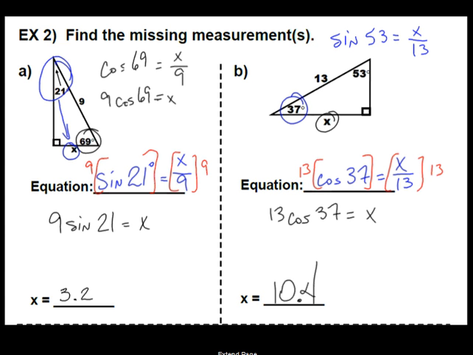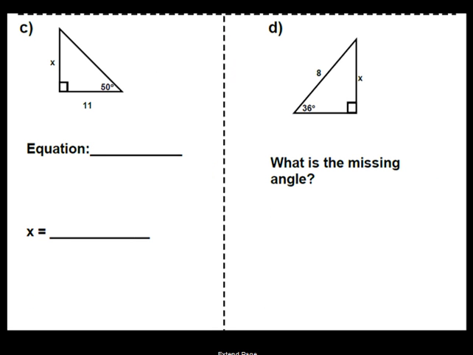Looking at the next example here, they give me this angle here. This time I don't have the hypotenuse. I have my opposite and my adjacent. Since I have my opposite and adjacent, this time I'm going to be using the tangent. The tangent of 50 is equal to x over 11. So my goal is to get the x by itself, so I'm going to multiply both sides by 11.